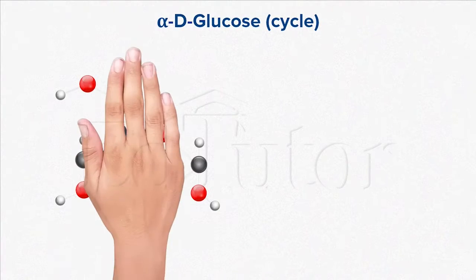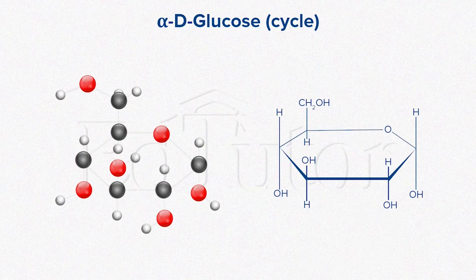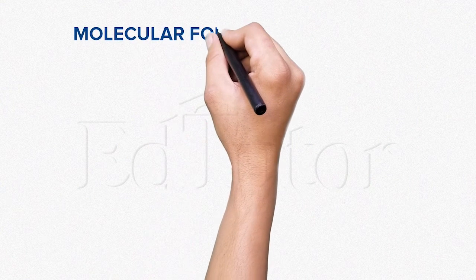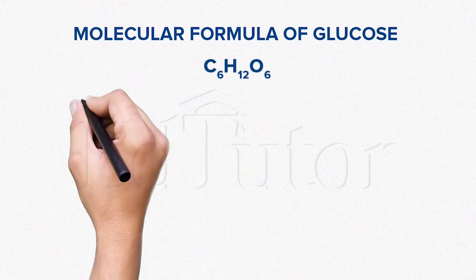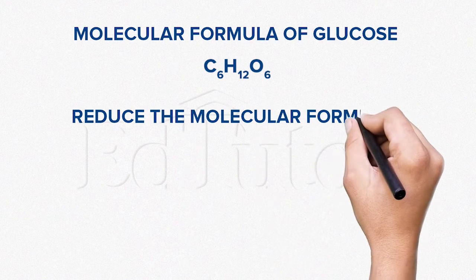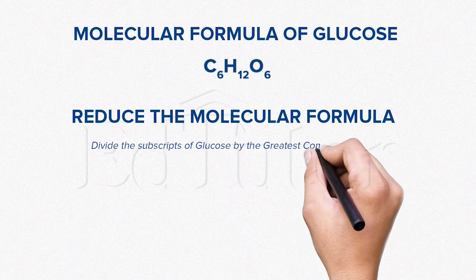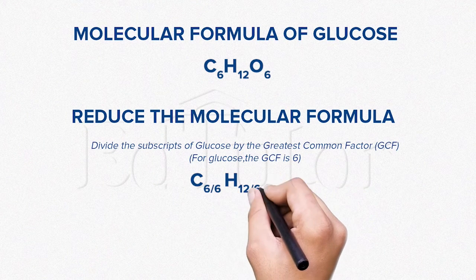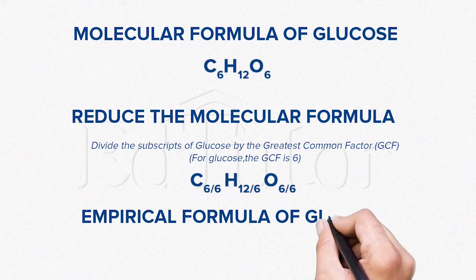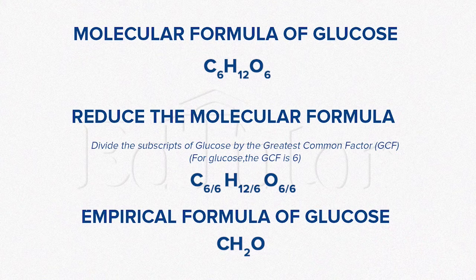So, if I have a molecule, let's say glucose, which has a molecular formula C6H12O6. This indicates 6 atoms of carbon, 12 atoms of hydrogen and 6 atoms of oxygen. Once I simplify it, it can be written as CH2O. Am I correct?